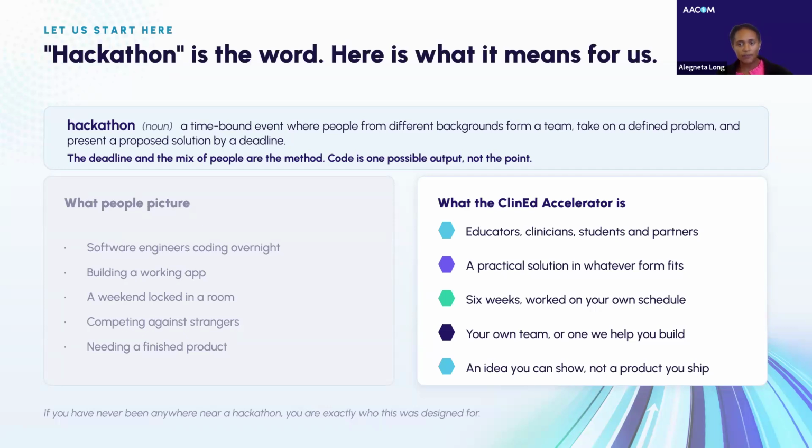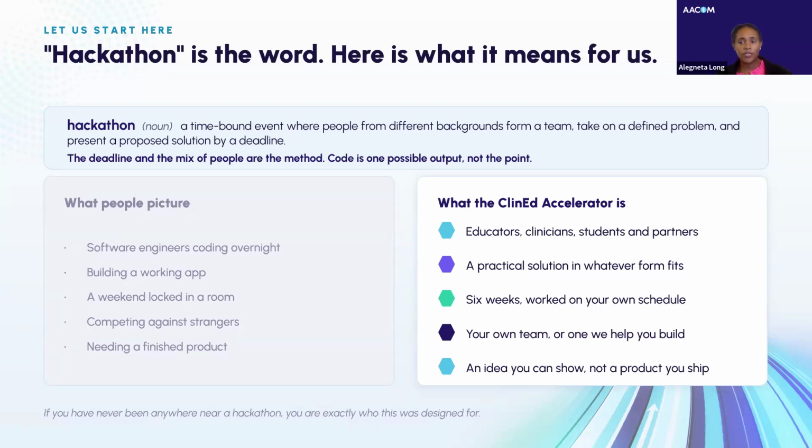I want to just read the definition of hackathon here so everyone has the same understanding. A hackathon is a time-bound event where people from different backgrounds form a team, take on a defined problem, and present a proposed solution by a given deadline. So the deadline and a mix of people are truly the method. Coding and anything technical is a potential output, but it's not the point. So I really want to clarify that when we mean hackathon, this is what we mean.